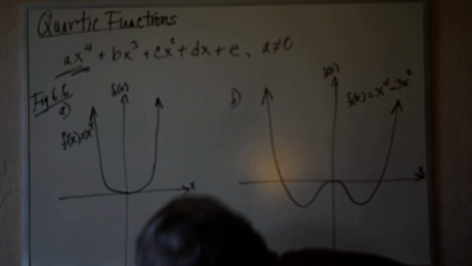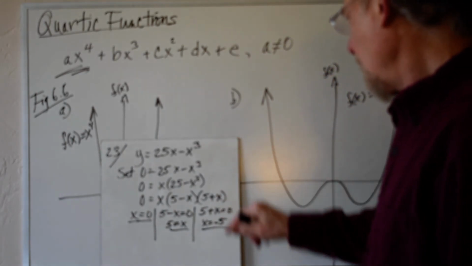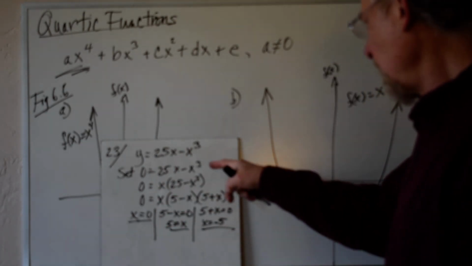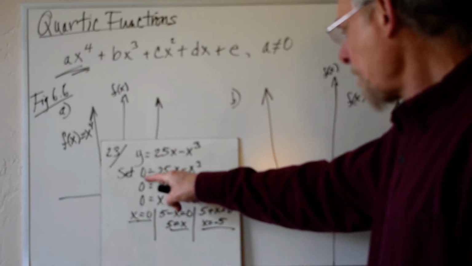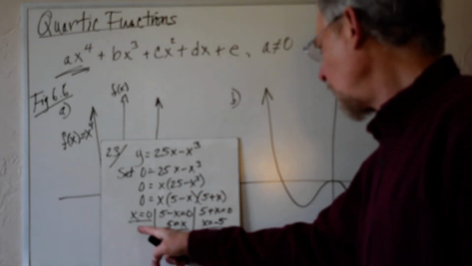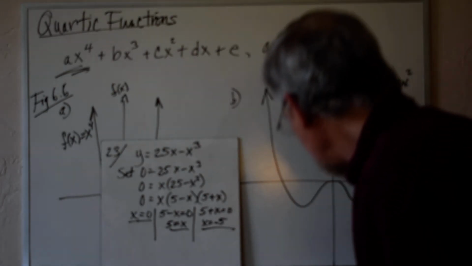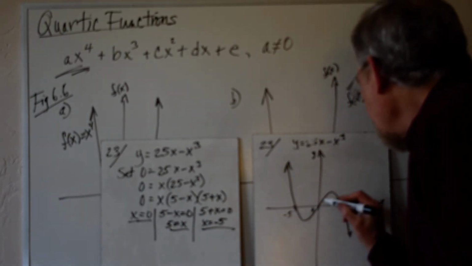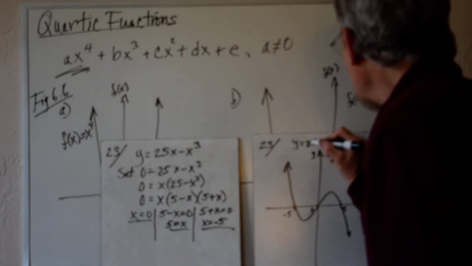Now, number 23. They give you this function, they say graph that. Well, luckily, of course, they make it so that it factors real nicely. I set the function equal to 0 so I can get my x-intercepts. I factor completely, and I see that x is 0, x is 5, or x is -5. So I can go on the x-axis and indicate my 3 x-intercepts there. And let me fix my smudge here.